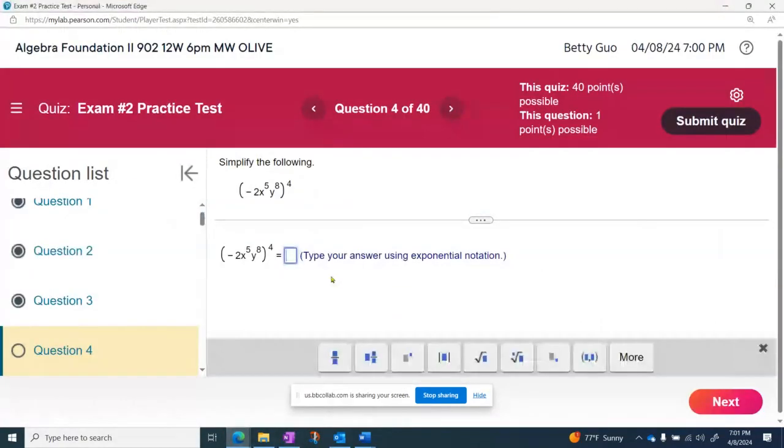Let me type 16x to the power of 20 times y to the power of 32. Before you submit, double check, triple check, quadruple check, because you only have one attempt.